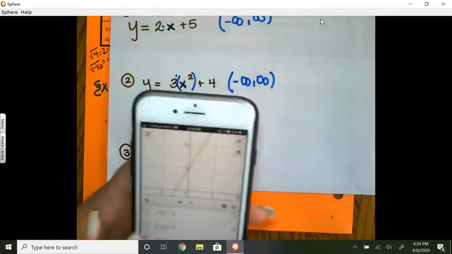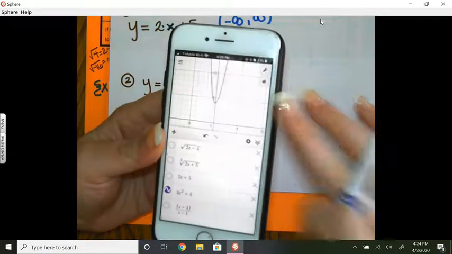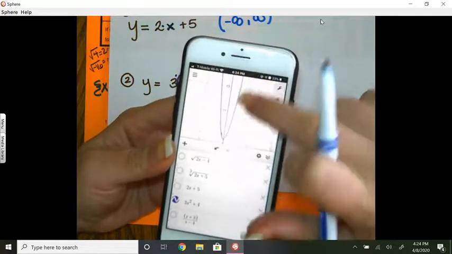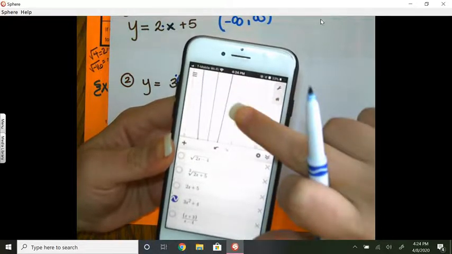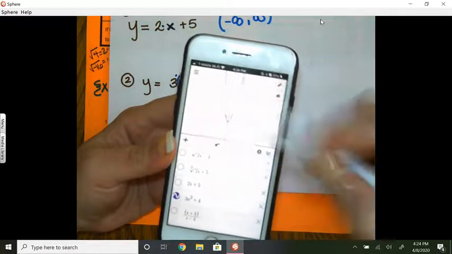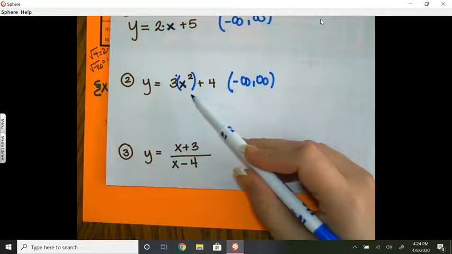If we take a look at the graph for this one, you could see on the left side it keeps going and going and going. And then as we go to the right, it keeps going and going and going as well. So the domain is from the left to the right. It's going infinitely both ways. But we would know that just by looking at the equation.